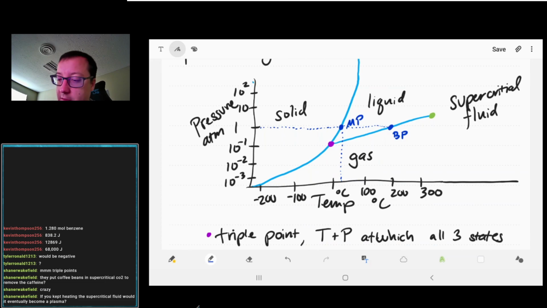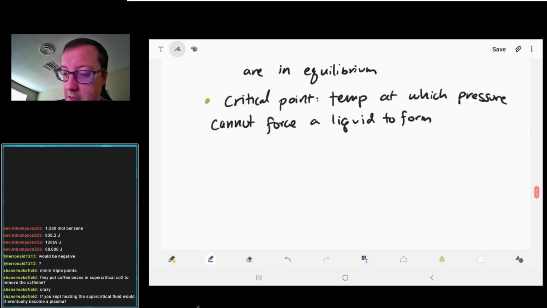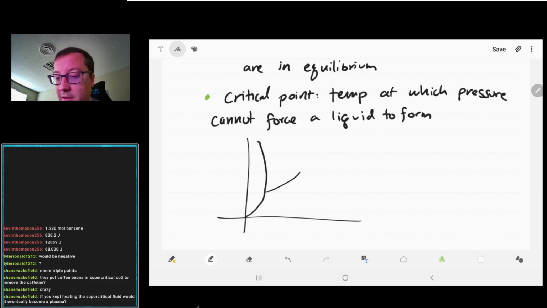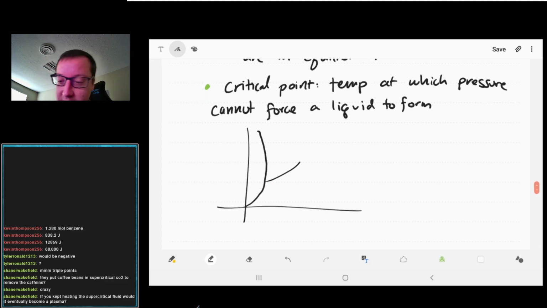So yeah. These curves are not identical for each substance. For example, water has one that kind of bends. I'll just put water's kind of here. Water's actually kind of goes backwards a little bit, and maybe something like this. This is what water looks like. So different substances have different looking graphs, but all the points are still there. So you would still have your triple point, your critical point, your melting point, and your boiling point on all of these things.